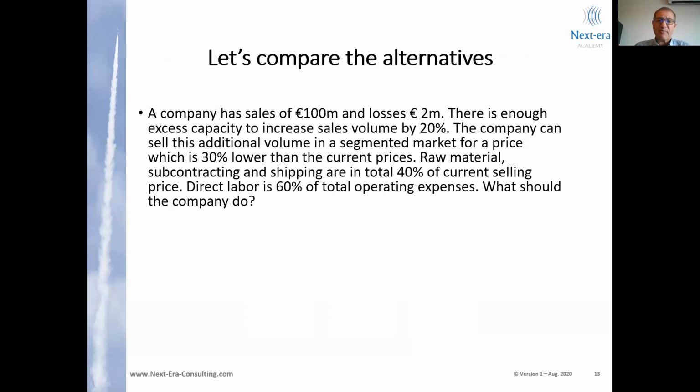Raw material, subcontracting, and shipping, truly variable costs, are in total 40% of the current selling price. Direct labor is 60% of total operational cost. What should the company do?